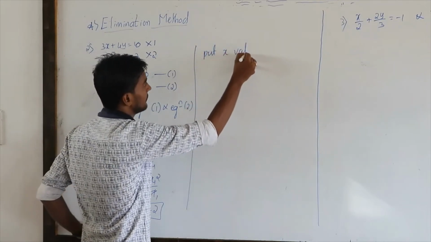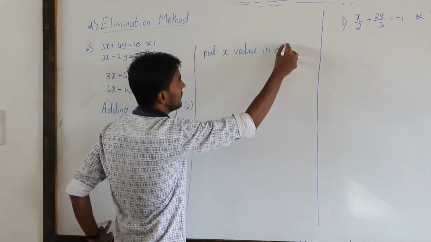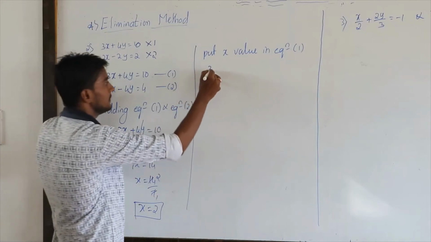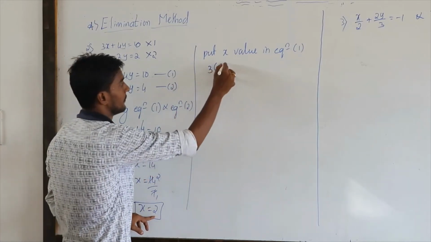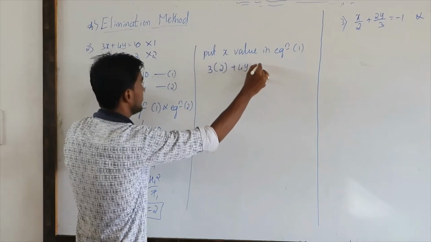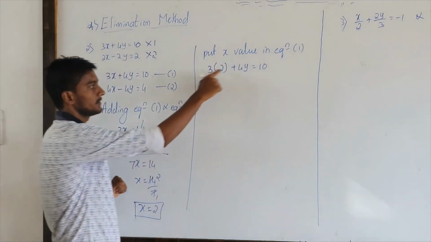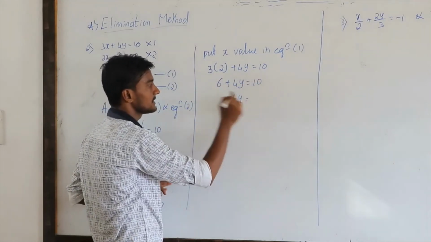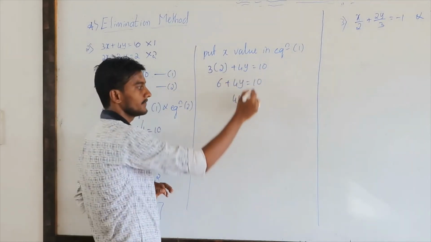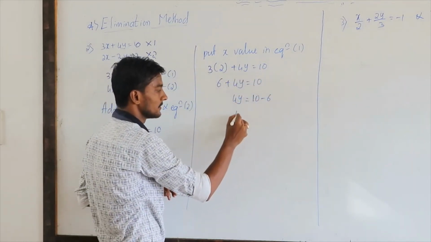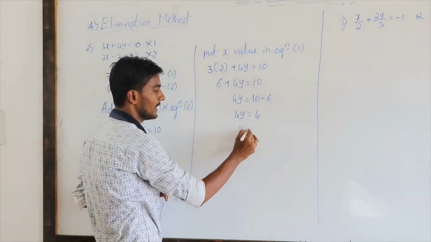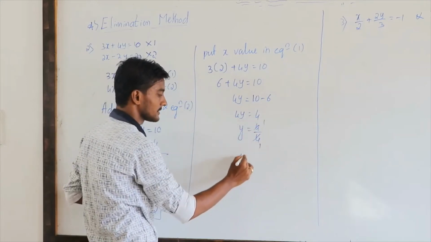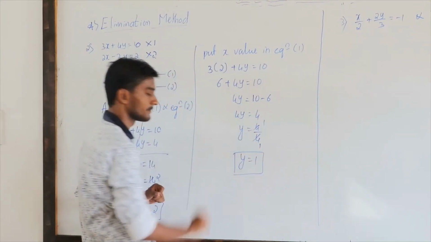Put the x value in equation 1. If you put the x value in equation 1, 3 into the x value, which is 2, plus 4y is equal to 10. So 3 twos are 6, plus 4y is equal to 10. 4y is equal to 10, if you take this 6 to that side, minus 6. 4y, 10 minus 6 is 4. Y is equal to 4, if you take this 4 to that side, divided by 4. 4 ones are 4, y is equal to 1.